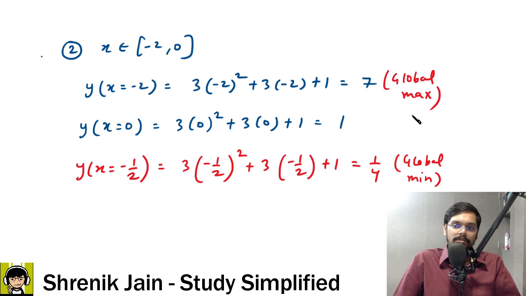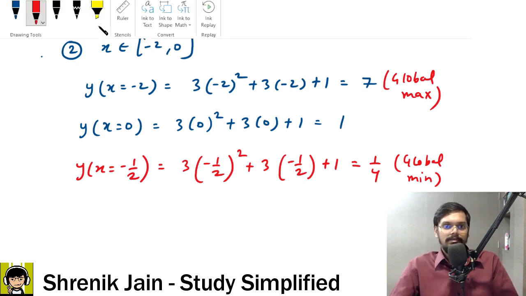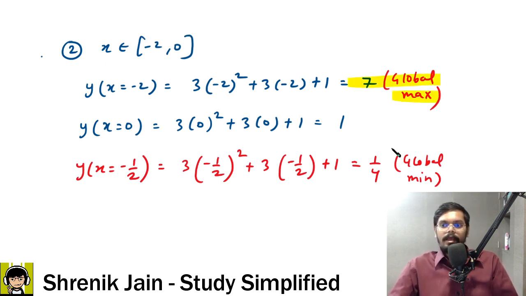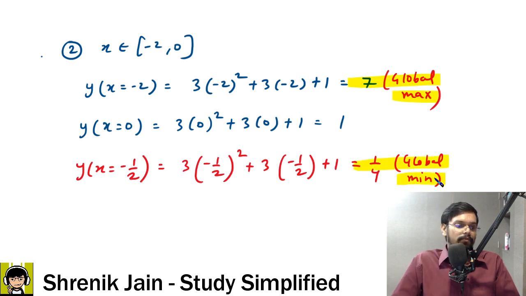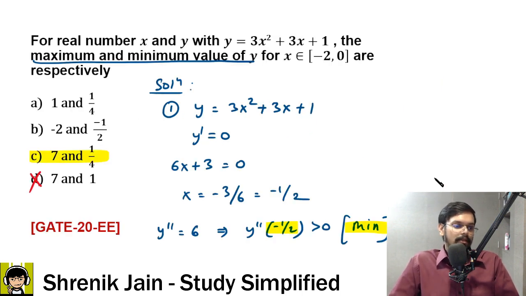Then do let me know in the comment section. Yes, your global maximum is 7 and your global minimum is 1 by 4. Therefore, our Kolkata was the right answer.